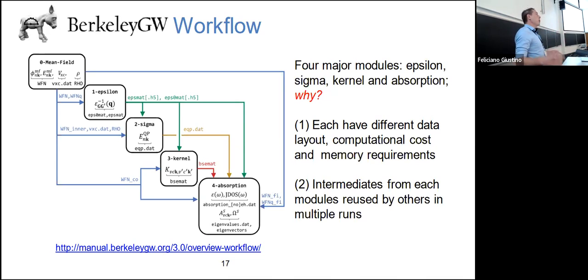The reason for having multiple modules is first that it breaks down essentially the theory or the basic implementation into various steps. Each of these modules has a very different data structure, data layout, very different computational cost, very different kind of parallelization strategy and memory requirements. So breaking down the overall complex workflow into different steps allows you to effectively utilize HPC resources in the best way possible, depending on the type of system or the type of calculation you're running. Additionally, some of the intermediates can be reused multiple times by other modules, for example, to check convergence, without having to rerun the entire workflow from scratch.